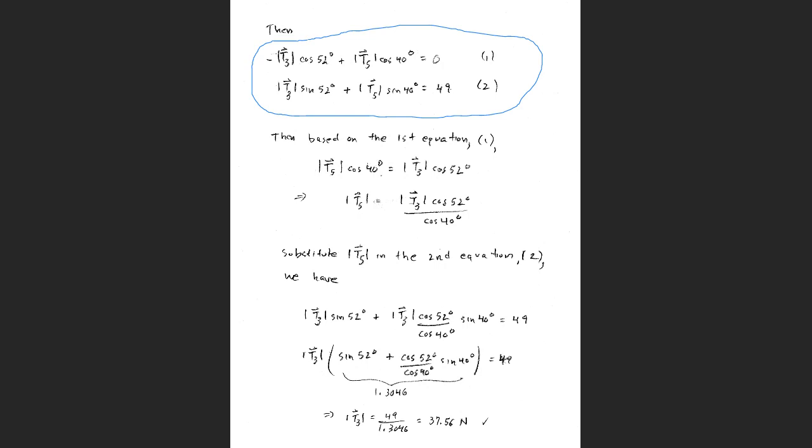So now, we learned in Algebra 2 how to solve two equations with two unknowns. You can either add the two equations together and eliminate a variable, or you can do substitution. I'm going to do a substitution. I'm going to take the first equation and solve it for T5, the magnitude of T5.